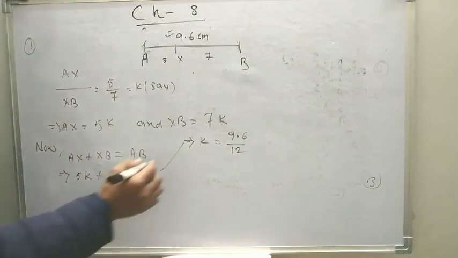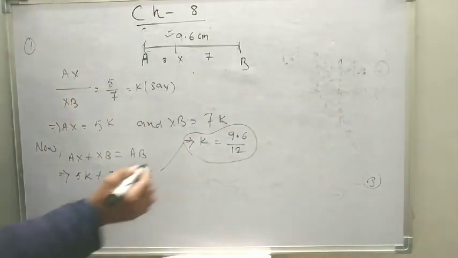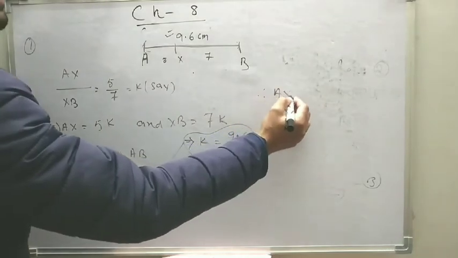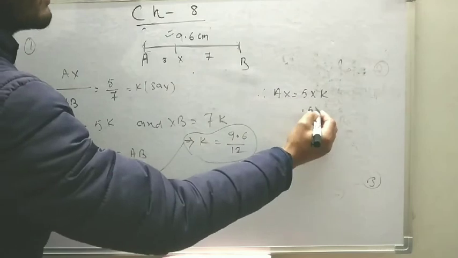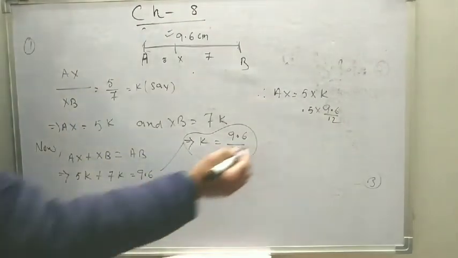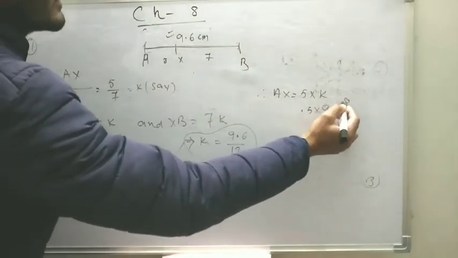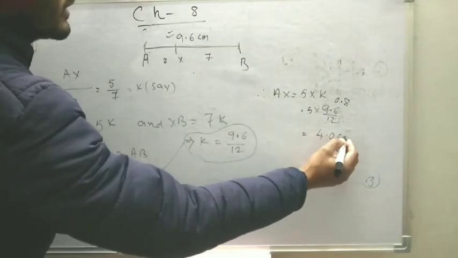If we get the value of this k, 9.6 divided by 12, then we can easily find Ax. Ax will be 5 multiplied by k, that is 5 multiplied by 9.6 divided by 12. 12 eights are 96, so that is 0.8, and it is 4.0 centimeter.